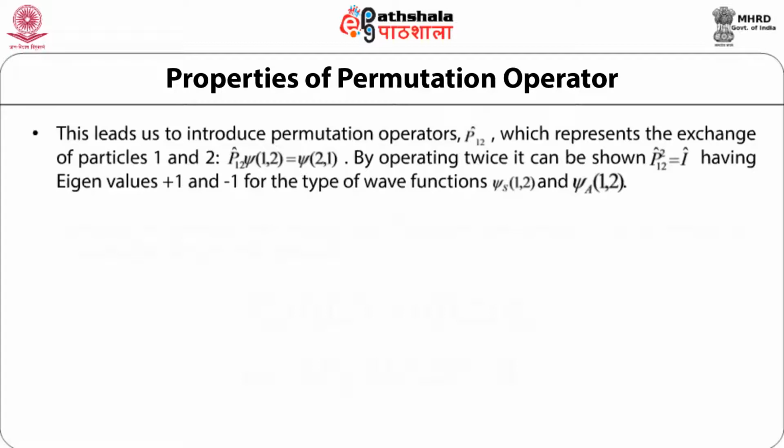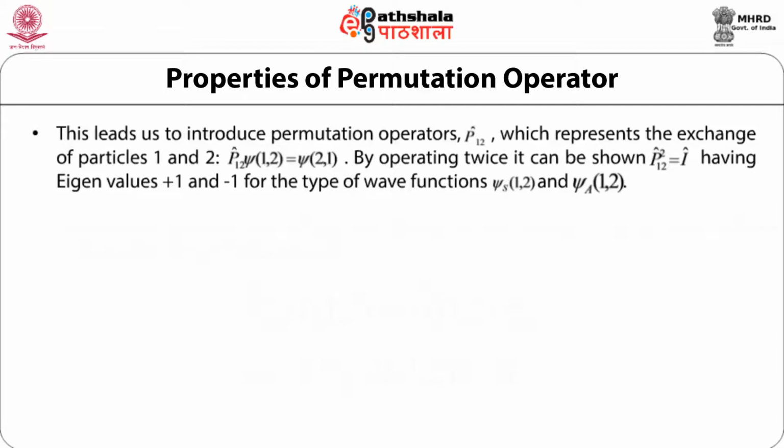and 2. So, the permutation operator P12 acting on wave function psi12 yields the wave function psi21. That means the effect of the permutation operator P12 acting on the wave function psi12, which denotes particle 1 in state alpha and particle 2 in state beta, yields the wave function where particle 2 is in state alpha and particle 1 is in state beta. By operating twice, that means if we again operate the permutation operator on this previously discussed equation, one can see that we get back the original wave function.